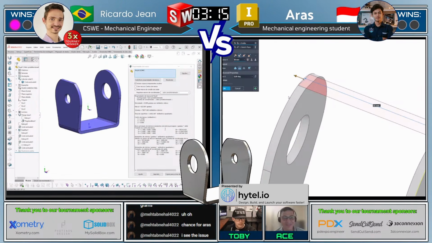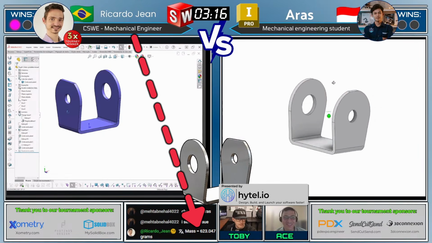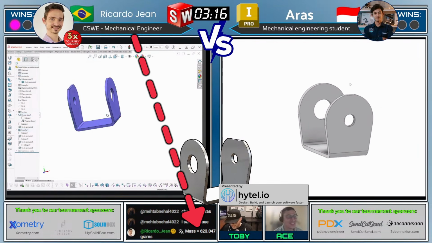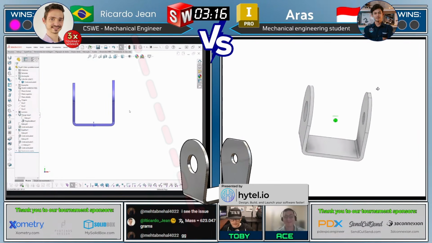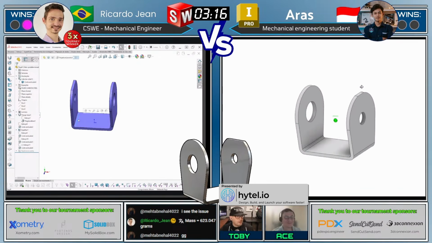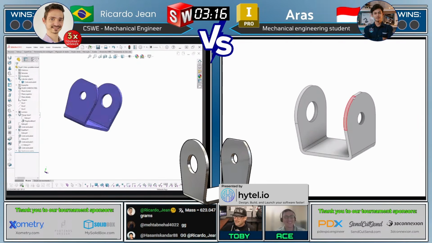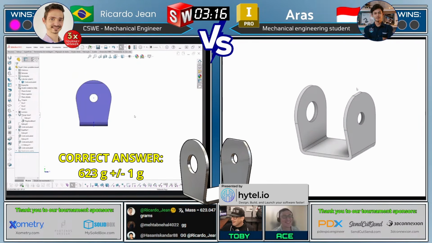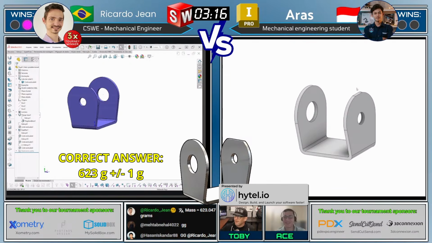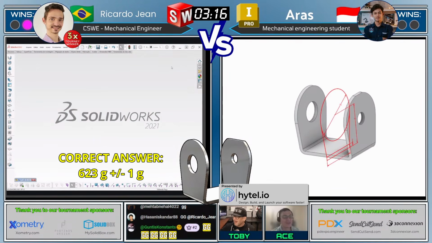And we see Ricardo Jean doing another mass calculation here. Is he going to commit? He does commit his second answer, 623 grams. And that is correct. And Ricardo Jean moves on to the semifinals. And wow, guys, what a job, battle.